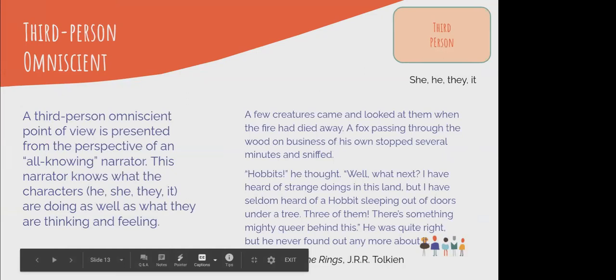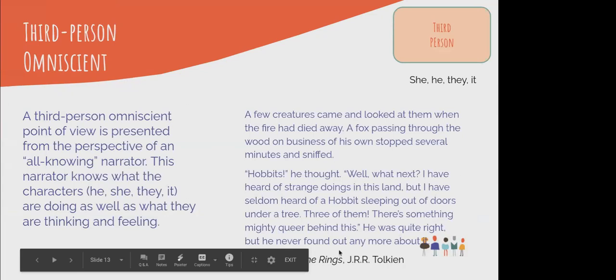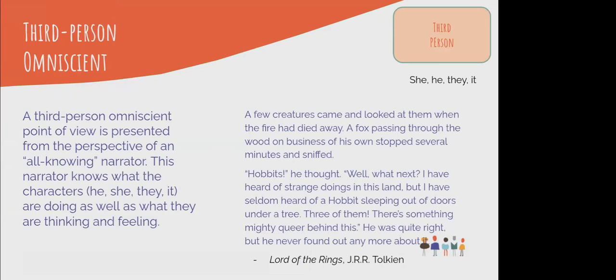All right. And then we also know, at the end here, it says he was quite right, but he never found out any more about it. We also know what happens in the future, right? So omniscient, all-knowing, we know what the characters are doing, what they're thinking, what they're feeling, right? Not just the main characters, but even this little fox that's passing by, right?